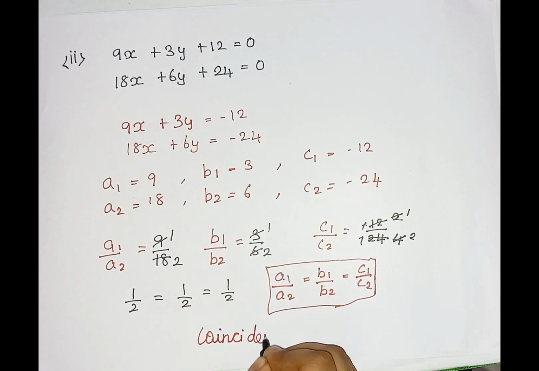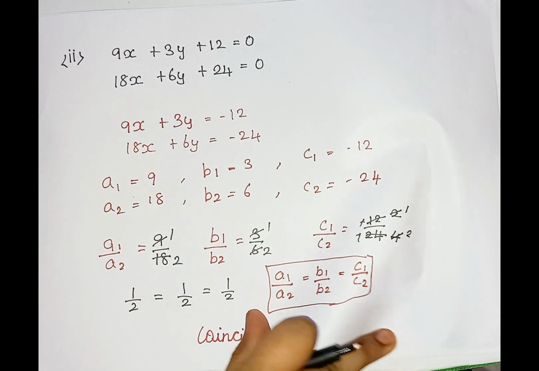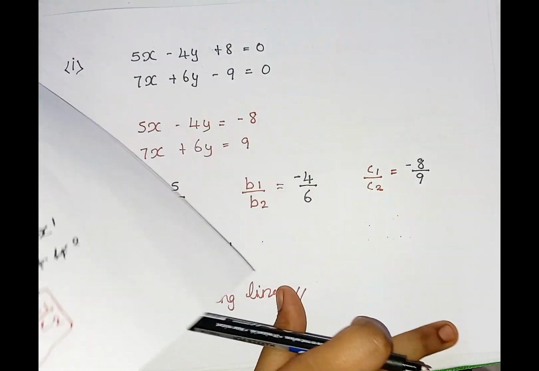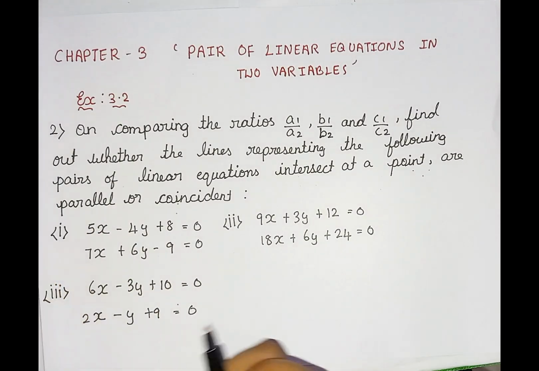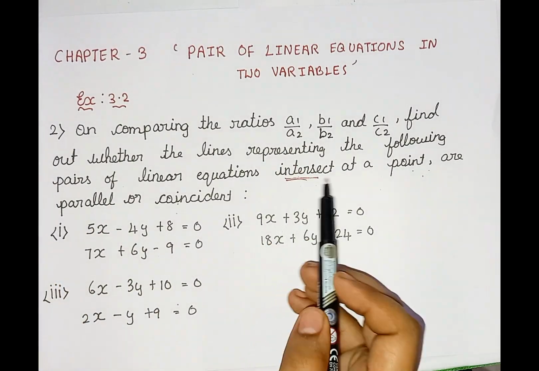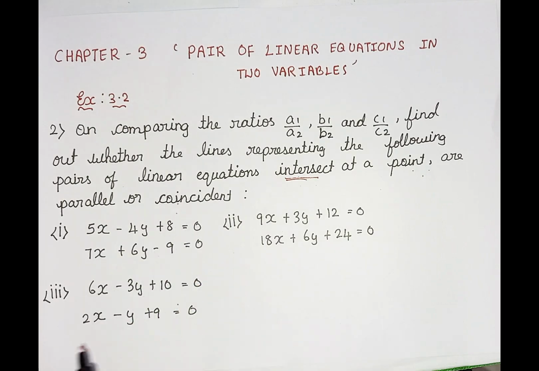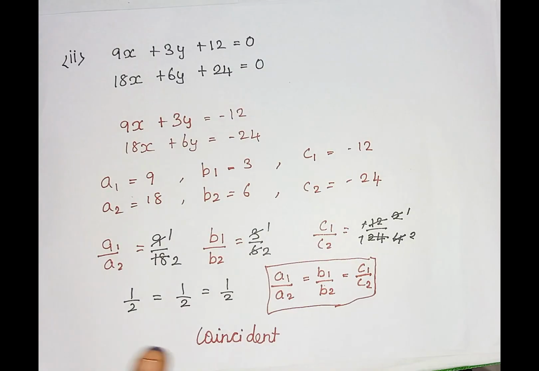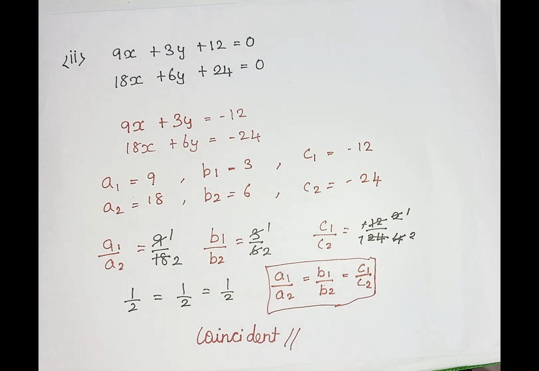Why am I writing lines right over here? Because in the question they had mentioned we are supposed to represent whether it is intersecting lines or parallel lines or coincident. Okay, so here it is coincident. So this is the answer for second subdivision. So now let's solve the third subdivision.